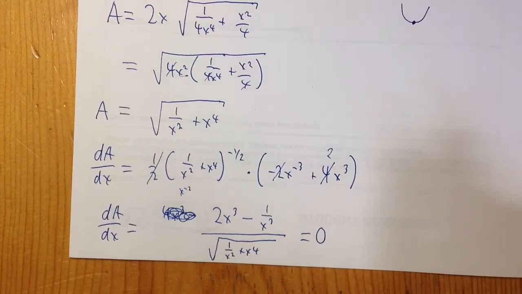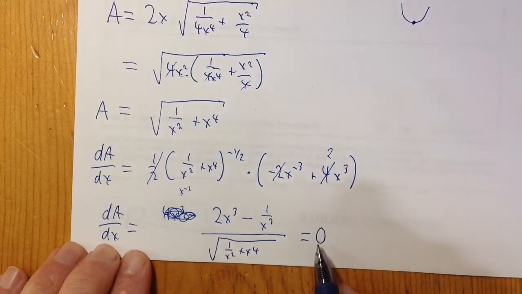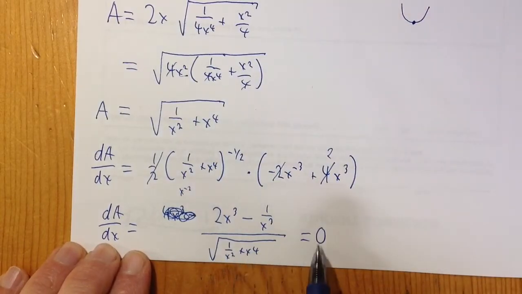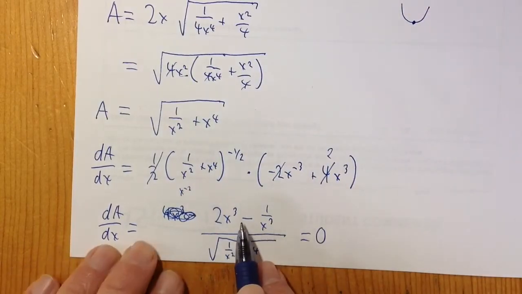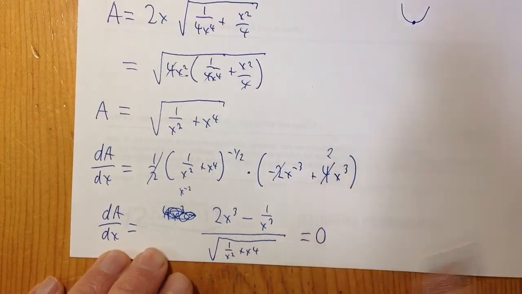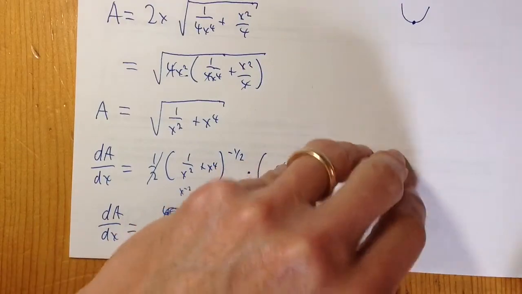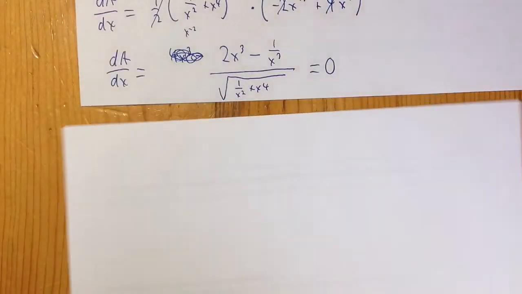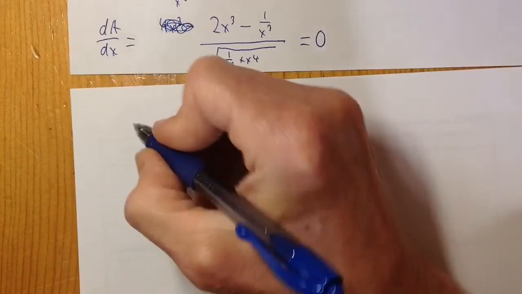Now for this to be 0, we have two places. The bottom can be infinity, and that's weird, right? We don't want x to go to infinity because x can only be so big. So that part's not right. For this to be 0, the top has to be 0. So we can ignore the bottom when we set this equal to 0. I'm going to need a new sheet of paper here, we set the top equal to 0 for this to be 0.